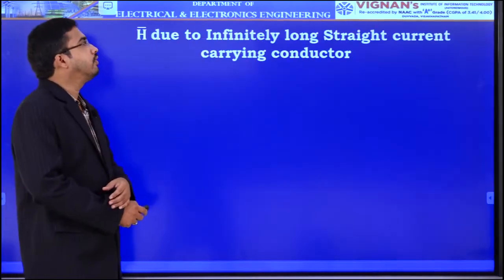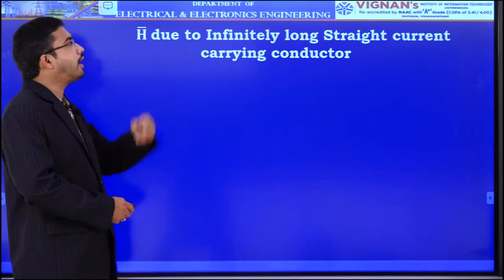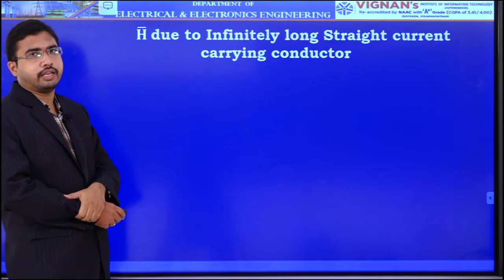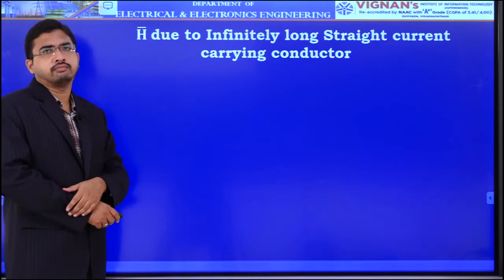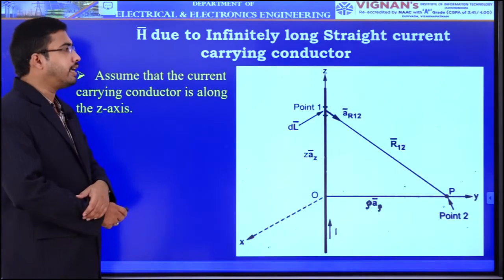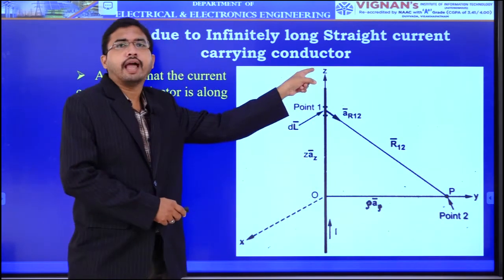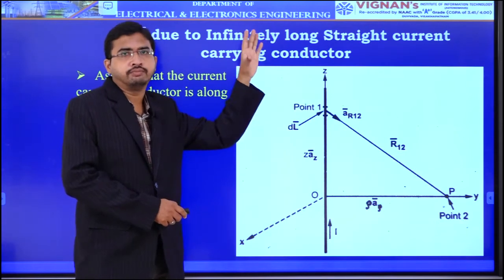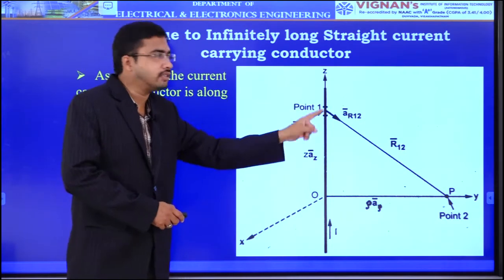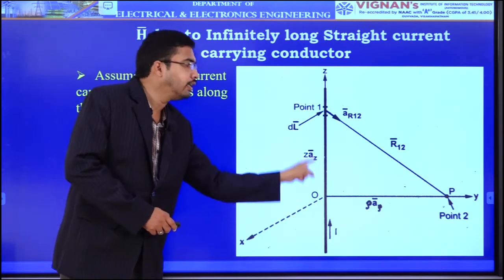The first one is, we are going to derive the magnetic field intensity H in vector form, that is H bar, due to an infinitely long straight current carrying conductor. Infinitely long means there are no limits. Suppose we assume that the conductor is placed along the Z axis. That means your current carrying conductor is placed along the Z axis and its length is assumed to be infinity. That means the limits for this conductor are from minus infinity to plus infinity.